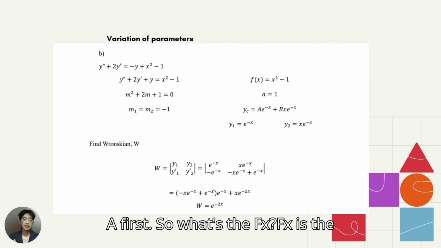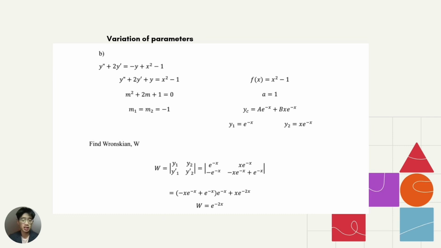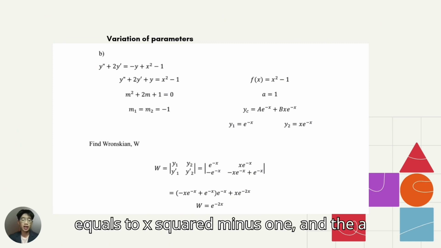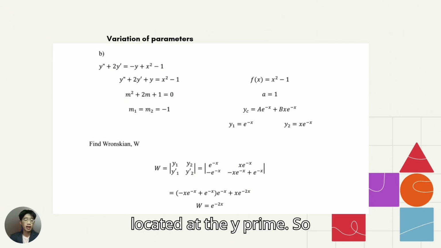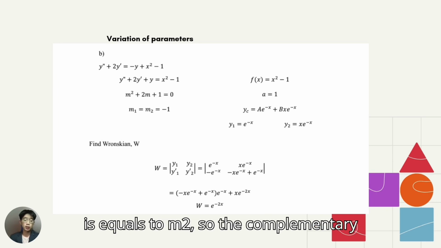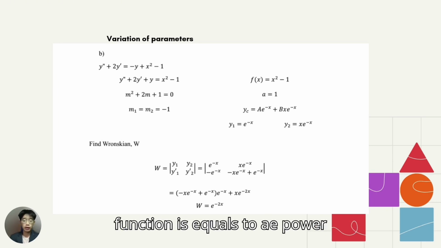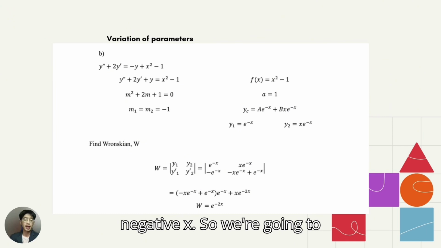So what's the f(x)? f(x) is the part where it's non-homogeneous. Based on the original ODE, f(x) is equal to x squared minus 1, and the a is equal to 1. We have the a located at the y prime. Same as the previous question, m1 is equal to m2, so the complementary function is equal to A e power of negative x plus B x e power of negative x.